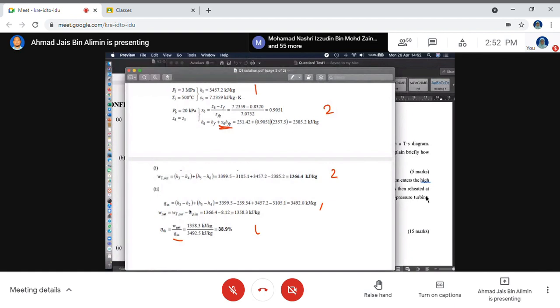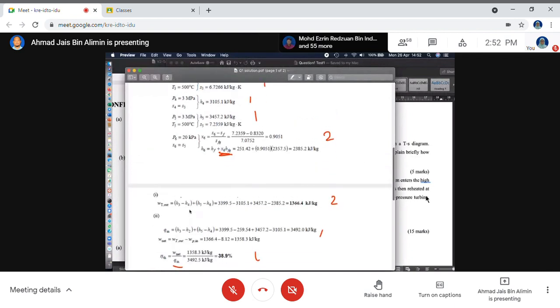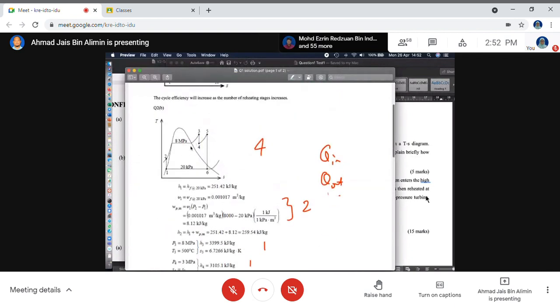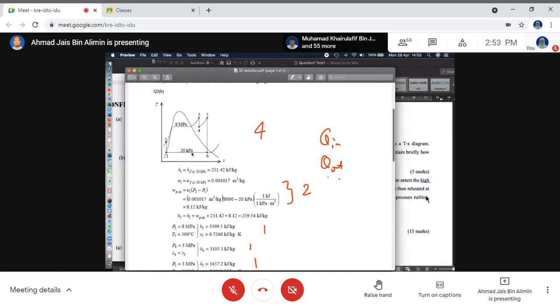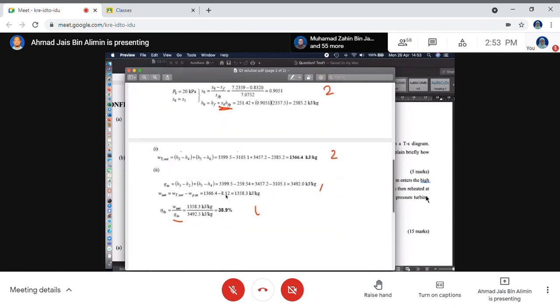Dia punya Q in, 3, 2, 5, 4. So ni lah tenaga yang dia bekalkan. 1 sini dan 1 sini. Dihasilkan 3, 4, 5, 6. Dibekalkan 2, 3 dan 4, 5. Okay. And then you work it out.